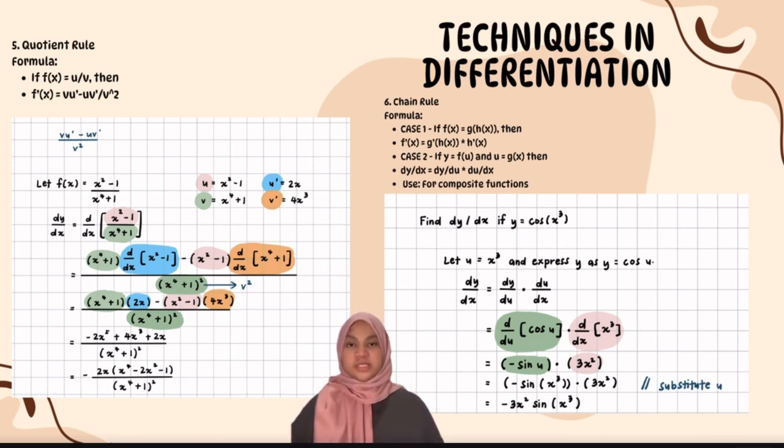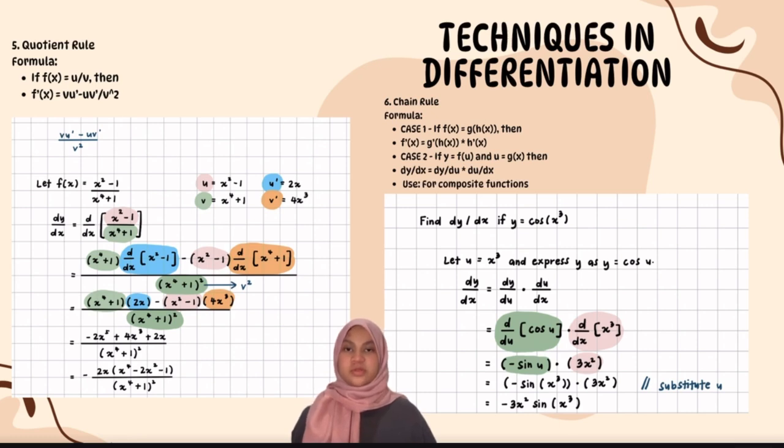Next, the chain rule. This technique is used for finding the derivative of a composite function. In this rule, we have two cases. Case 1, if f(x) equal g(h(x)), then f prime equal g prime h(x) times h prime x. Case 2, if y equal f(u) and u equal g(x), then dy over dx equal dy over du times du over dx. For this example, we use case 2.